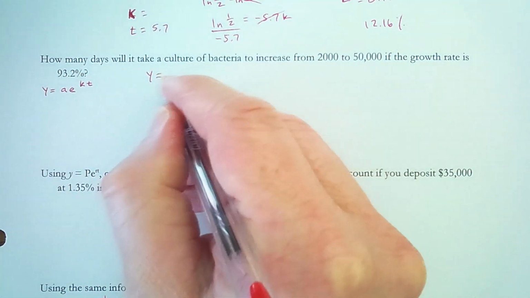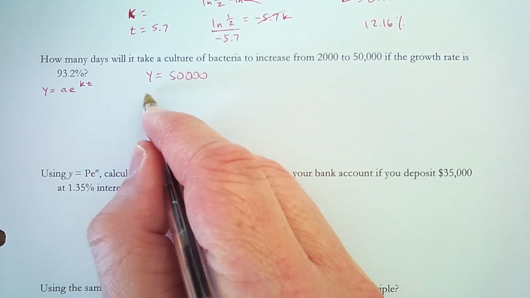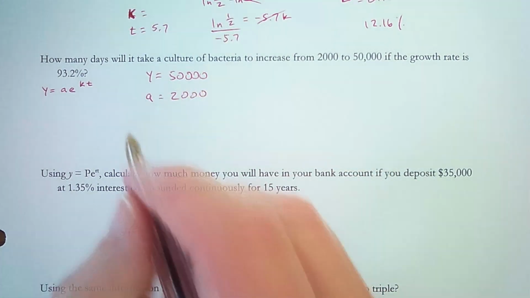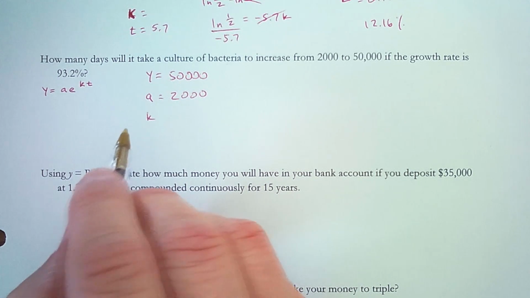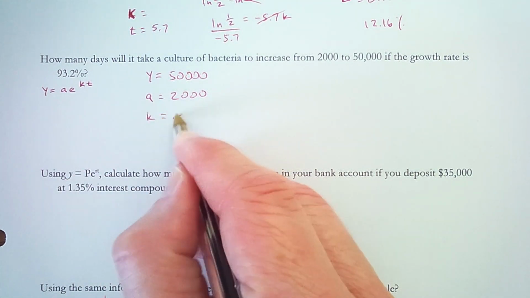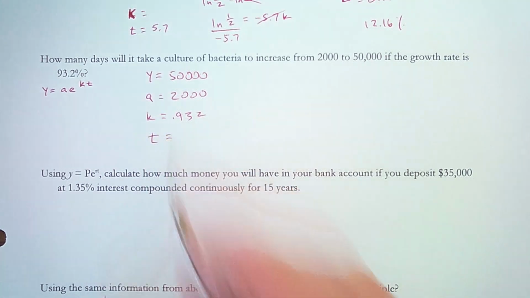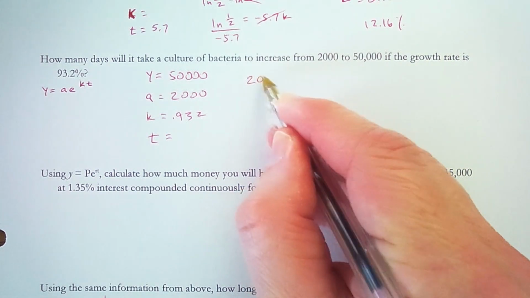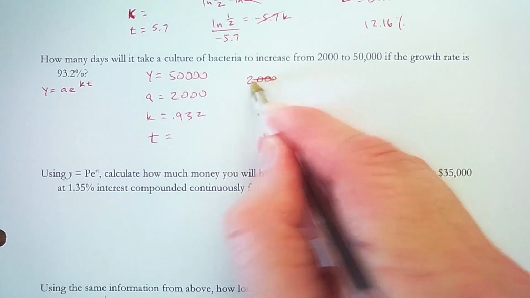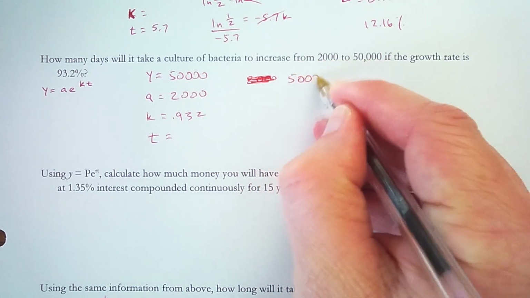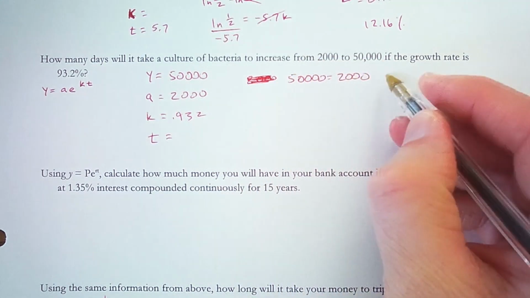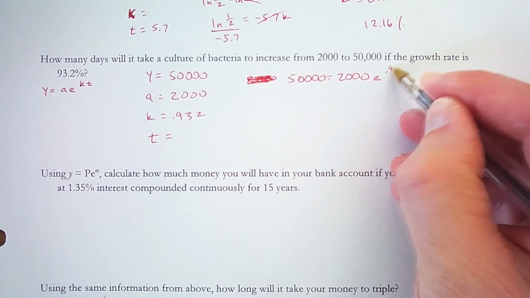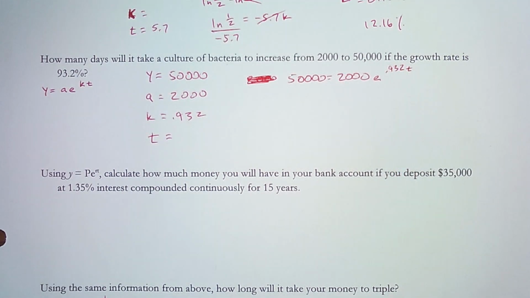So the ending amount is going to be 50,000. The starting amount is 2,000. K, the growth constant, is 93.2%, or 0.932, and we want to know how long will that take. So what is the time? So 50,000 equals 2,000. So our ending amount equals the starting amount times e to the kt, 0.932 times t.